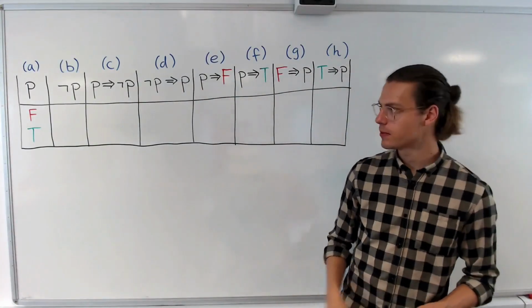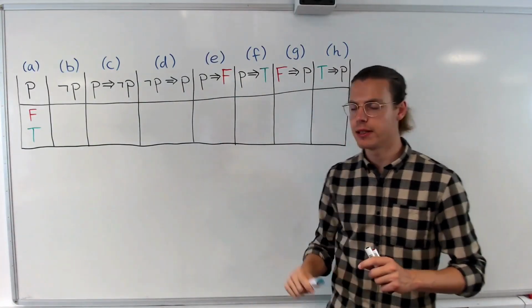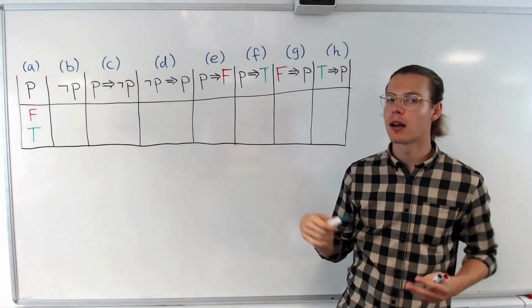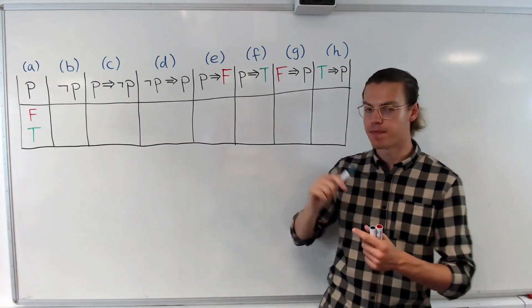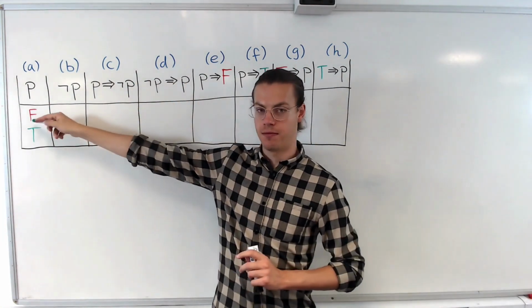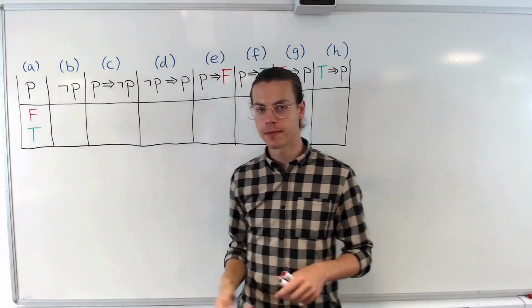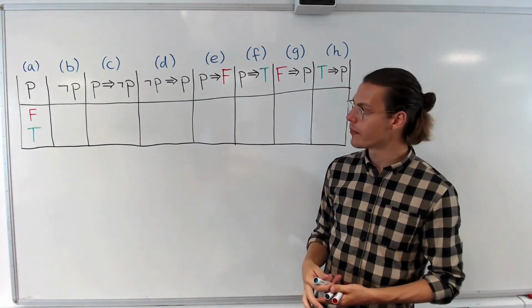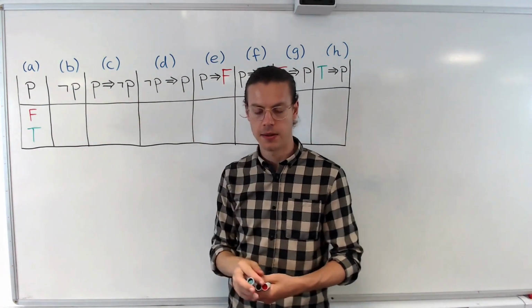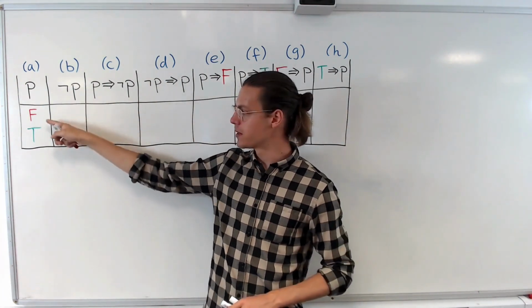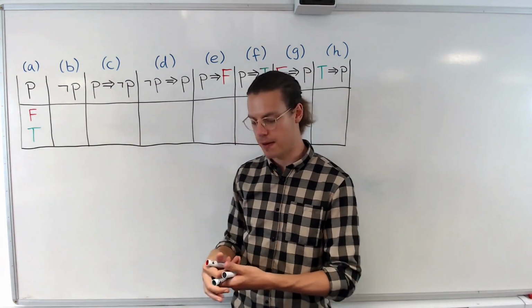In this exercise, we will use truth tables to determine which of these 8 propositional formulae are logically equivalent to each other. Now, I've jotted down the truth values of P, and we can use these to fill in the rest of the table. So first of all, let's look at this column, not P. Well, for not P, we just flip the values of P.